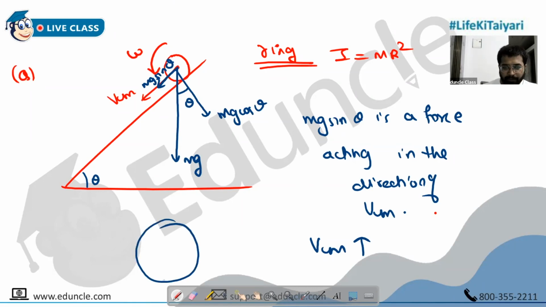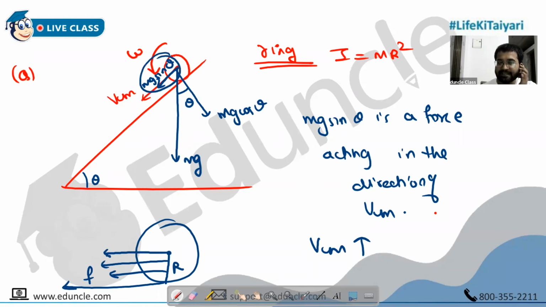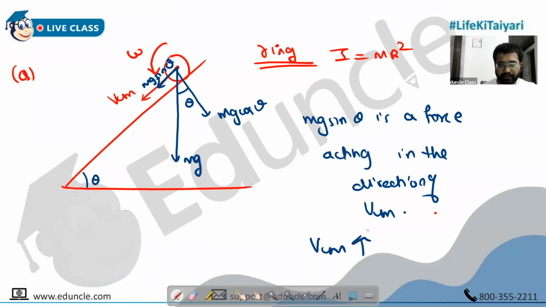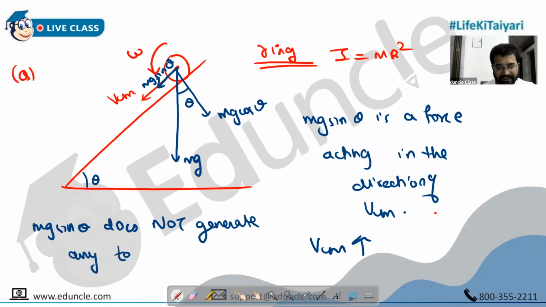I hope you remember, torque is F into R perpendicular. So if this is R, and this is force, then torque is F into small r. If F passes through the center, r becomes 0. Here mg sin theta passes through the center. It does not contribute to any torque. So an important thing to realize here is that mg sin theta does not generate any torque because it passes through the center.